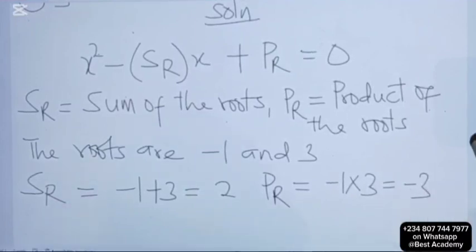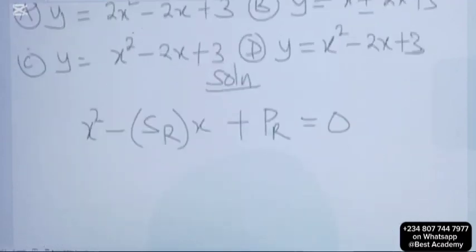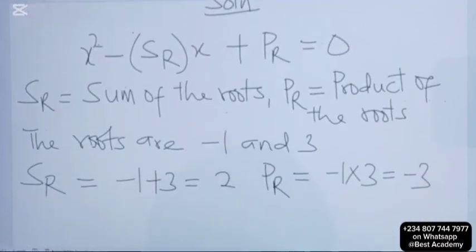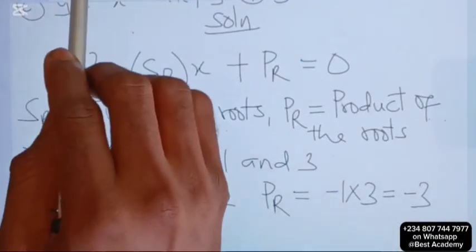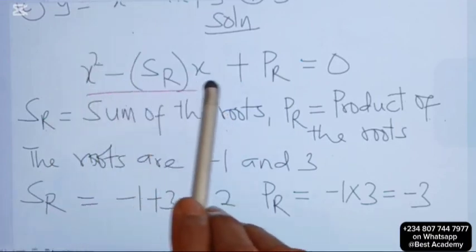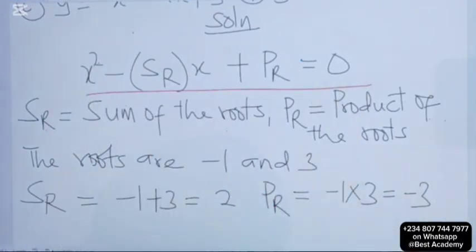-3. So it means that our sum of roots is known to us. The product of the roots is also known to us here. So for us to find the quadratic equation of these roots, we are going to use this particular formula here. Please take note of that.